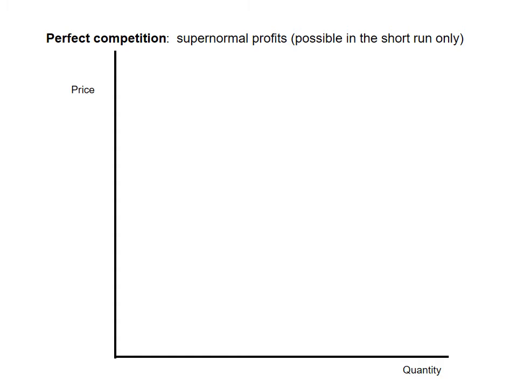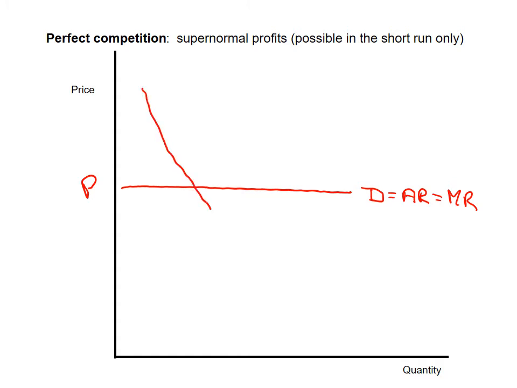So let's start off by drawing the demand curve, which equals average revenue, which equals marginal revenue, and this is the price. Now, if we're going to have supernormal profits, we need the average cost curve to go below the price so that we're earning more money than our costs. So the average cost curve, the parabola, is going to come below here. And I will call this average cost.